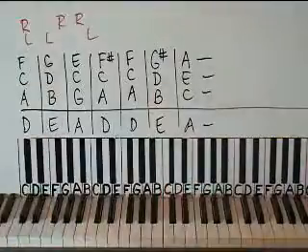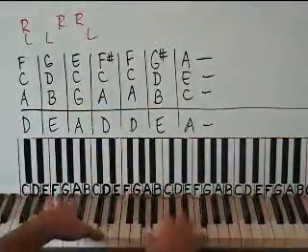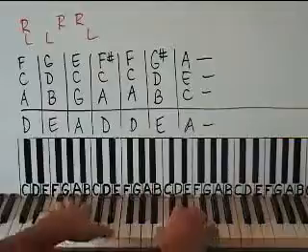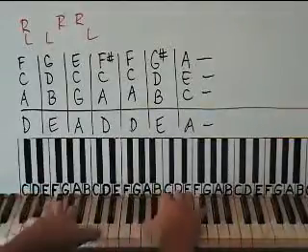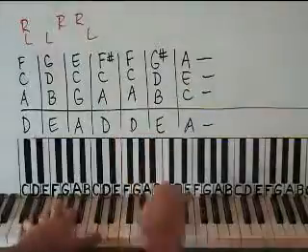Okay, so again from the beginning. Second box, together, left, right, right, left. Third. Here's the F sharp. And then F natural.